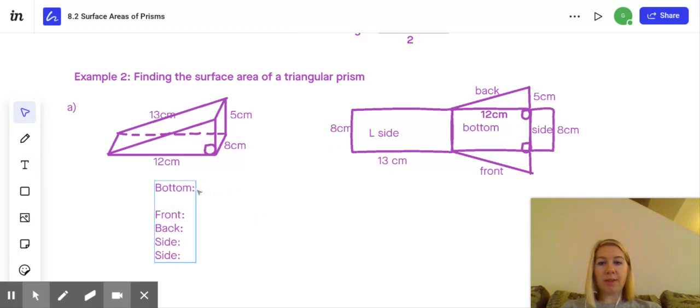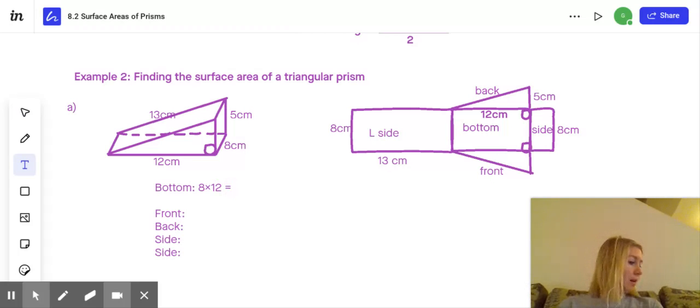So let's find the area of the bottom first. So here's our bottom. So our base is 8, and that's a rectangle. So that's just base times height. So our base is 8 centimeters times 12. And I know 8 times 12 is 96.